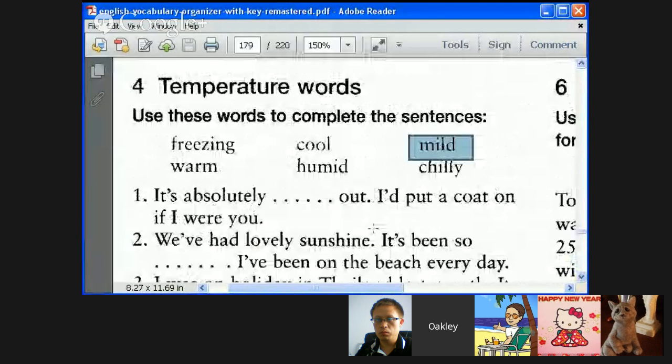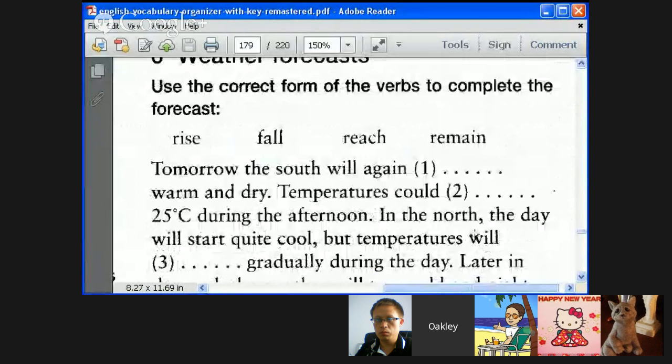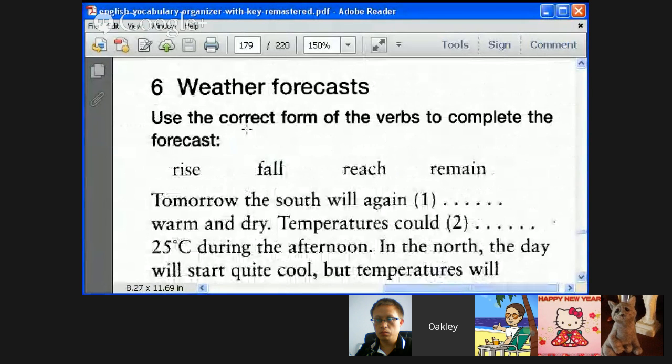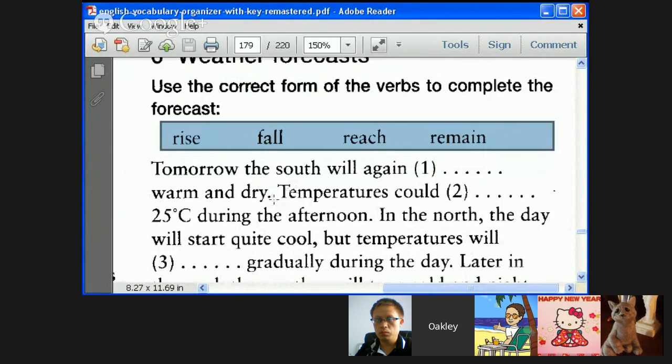Okay, wait a minute. Well, we've only got a couple of minutes, but let's look at the weather forecast. Use the correct form of the verbs. You're going to have to concern yourself with verb tense. Simple, only 4 verbs. We've only got a couple of minutes.